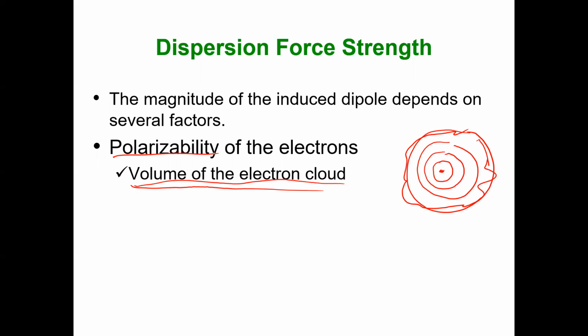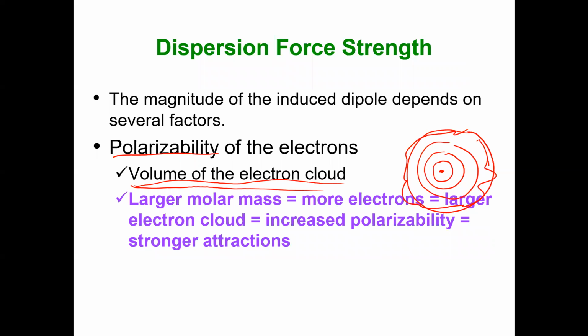So dispersion forces are influenced by the polarizability of these electrons for these instantaneous dipoles. Just think of it this way: more electrons, greater probability of an instantaneous dipole. So a larger molar mass means more electrons, a larger electron cloud, increased polarizability, and more instantaneous and induced dipoles, resulting in a stronger dispersion force.